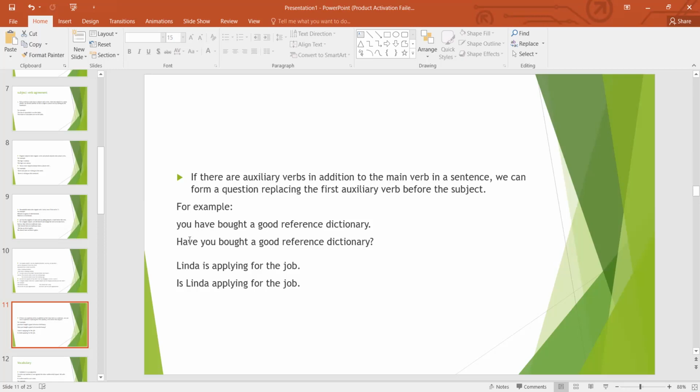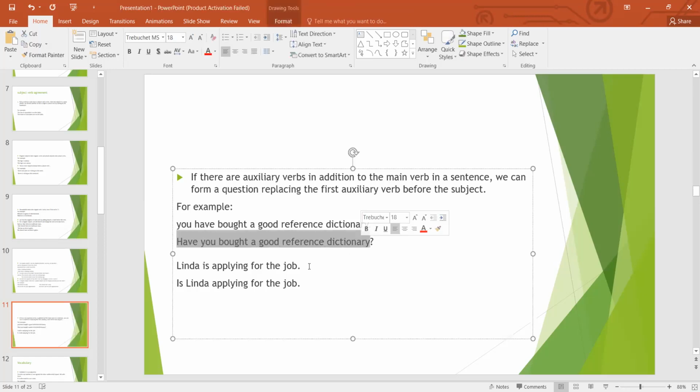For example, you have bought a good reference dictionary. Have you bought a good reference dictionary? We put the auxiliary verb have in front of the sentence to make it a question. So this is how you need to make a question in the subject-verb agreement form.